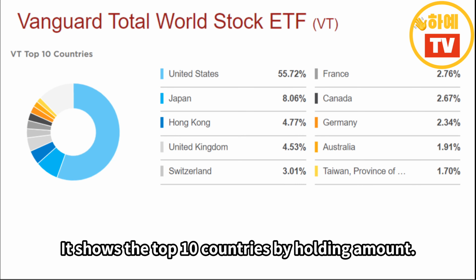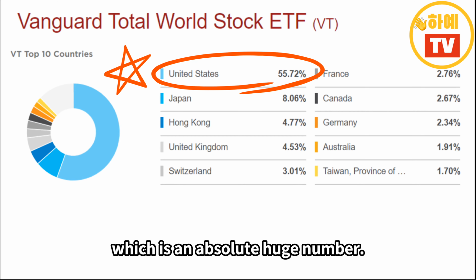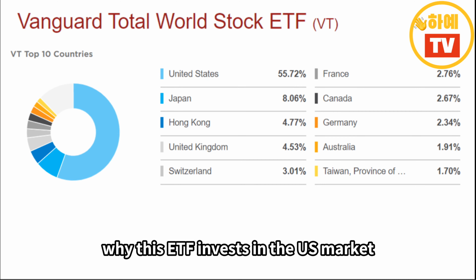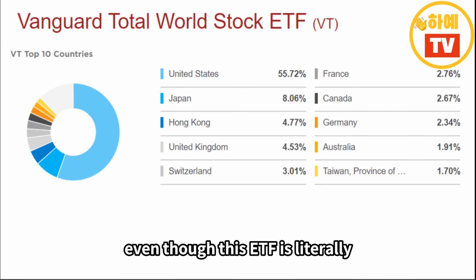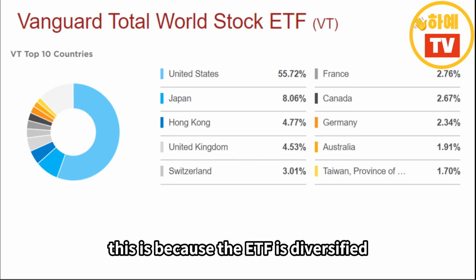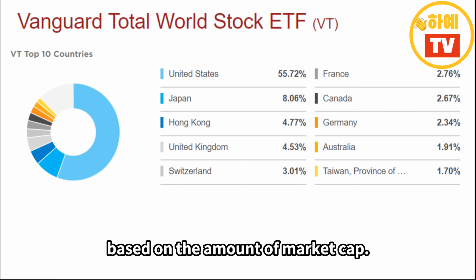It shows the top 10 countries by holding amount. The United States is 55.72%, which is an absolutely huge number. If you are wondering why this ETF invests in the US market more than half, even though this ETF is literally a total world stock ETF, this is because the ETF is diversified based on the amount of market cap.